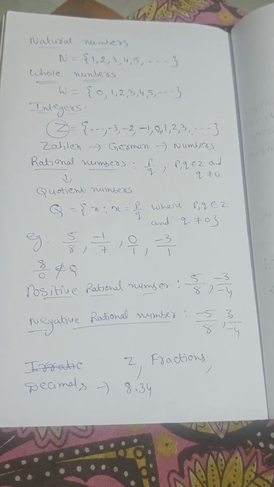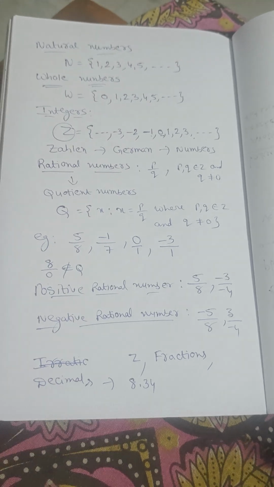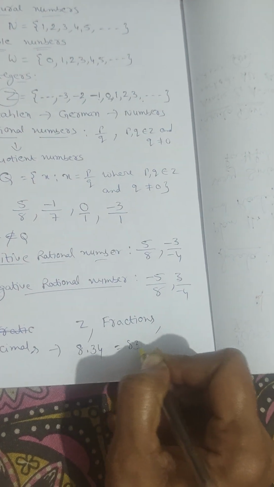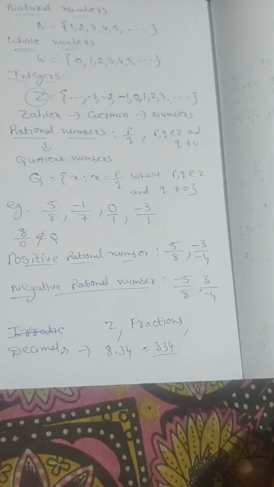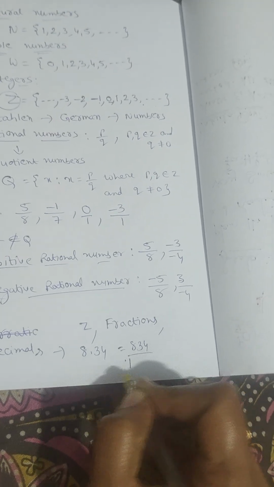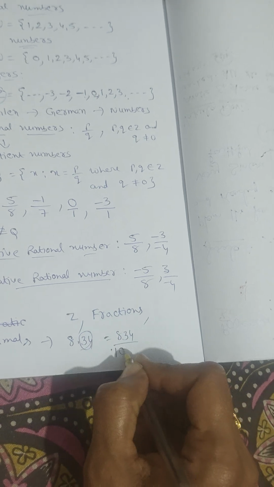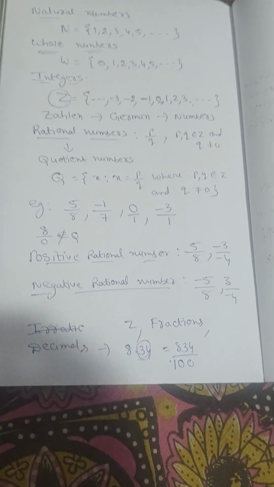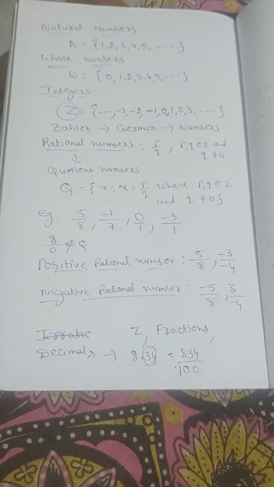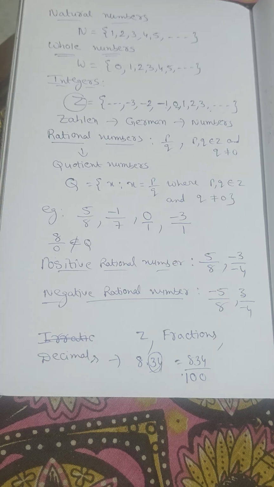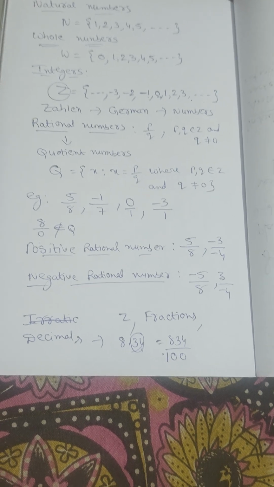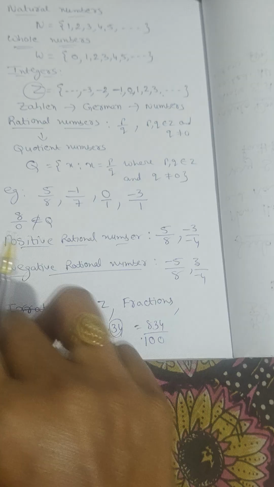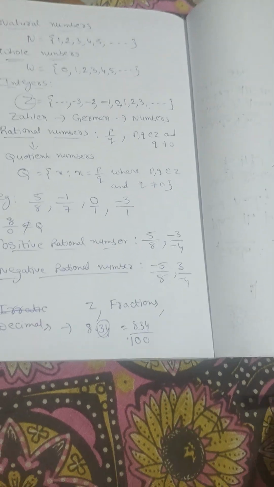How can you say 8.34 is a rational number? 8.34 can be written as 834 by, whenever we are removing the point, we will write 1, and after the point how many digits are there? 2 digits. So 2 zeros. So 8.34 can be written as 834 by 100. It is in the form of p by q, where p and q are integers and q is not equal to 0. Okay, children? Still, what will come under rational numbers we will discuss after irrational numbers. Next, we will go for irrational numbers.